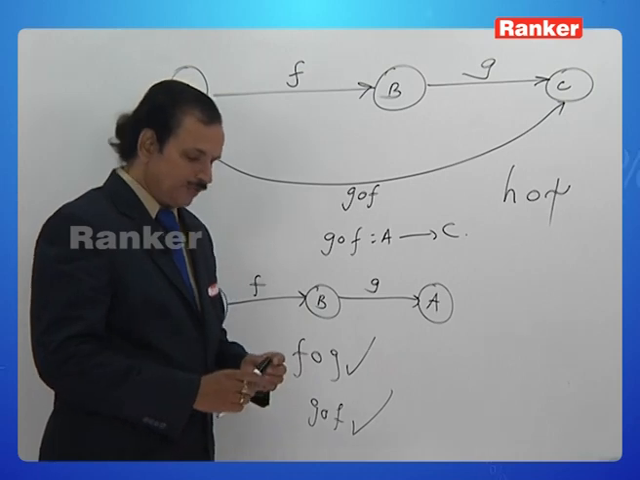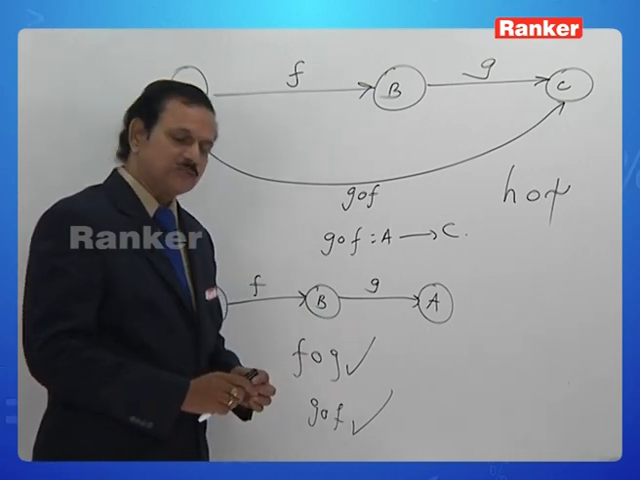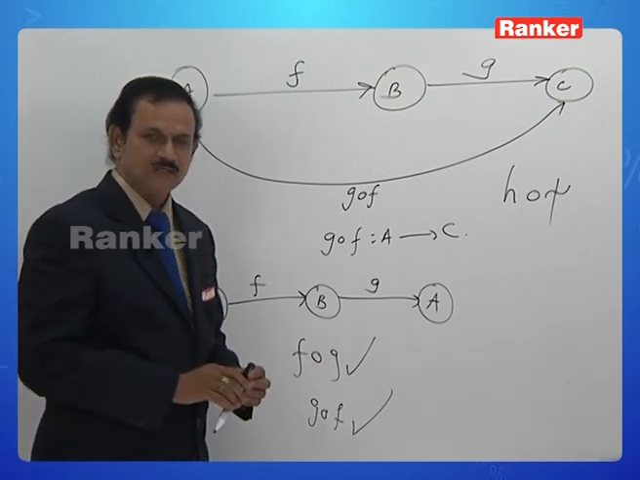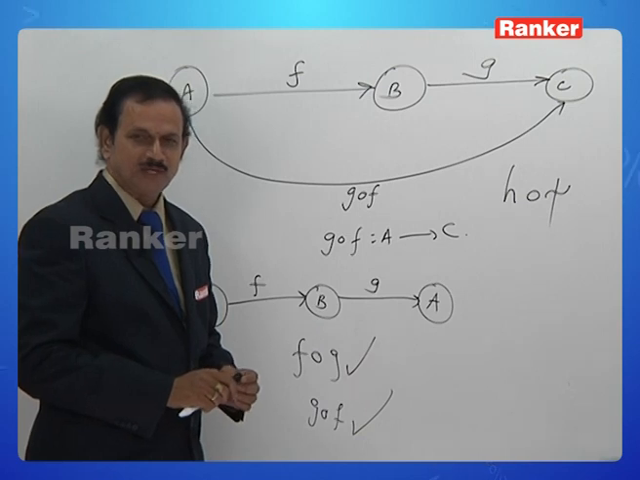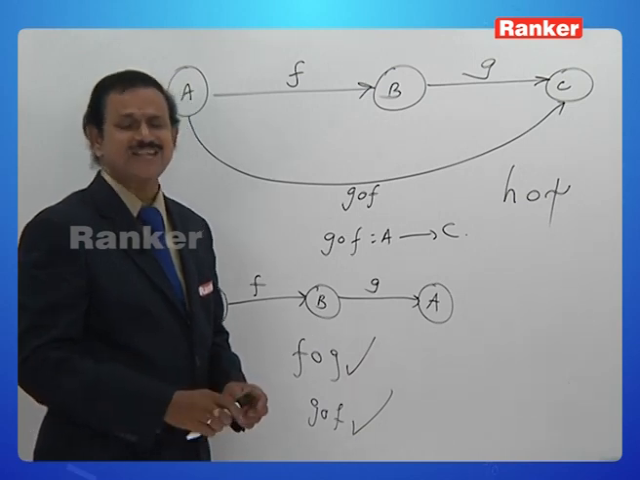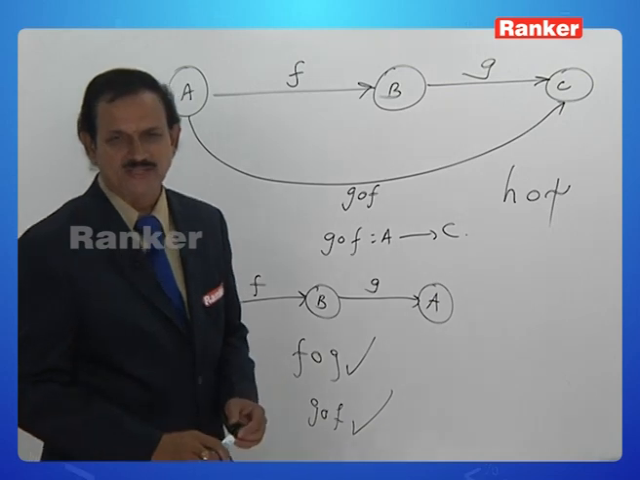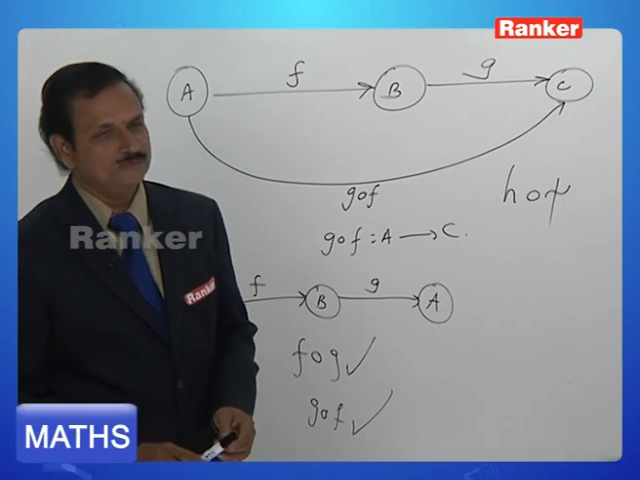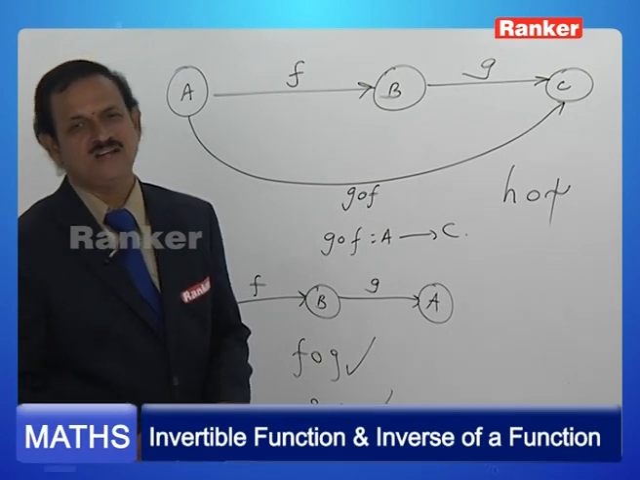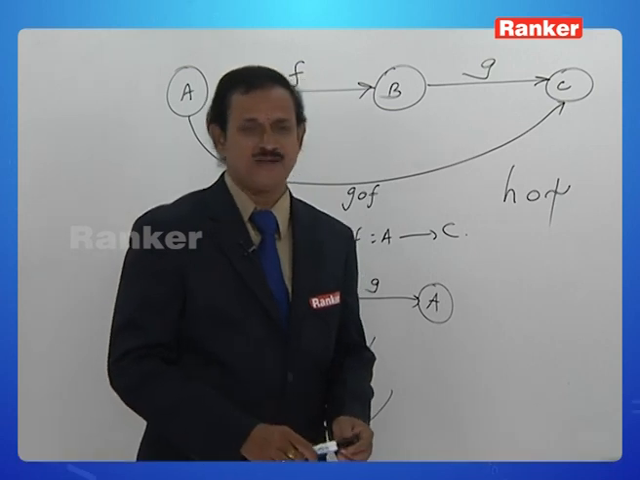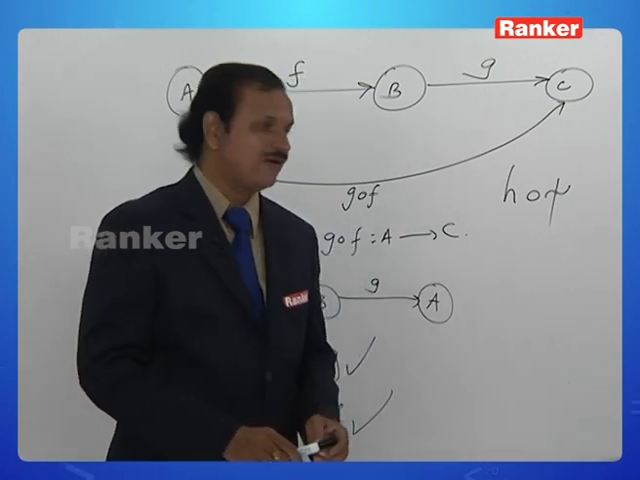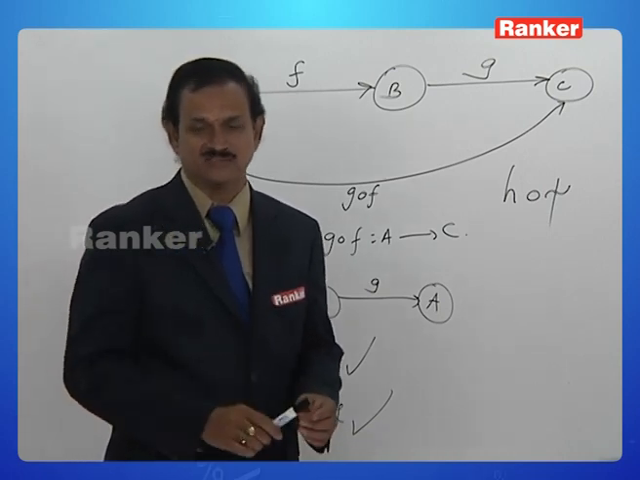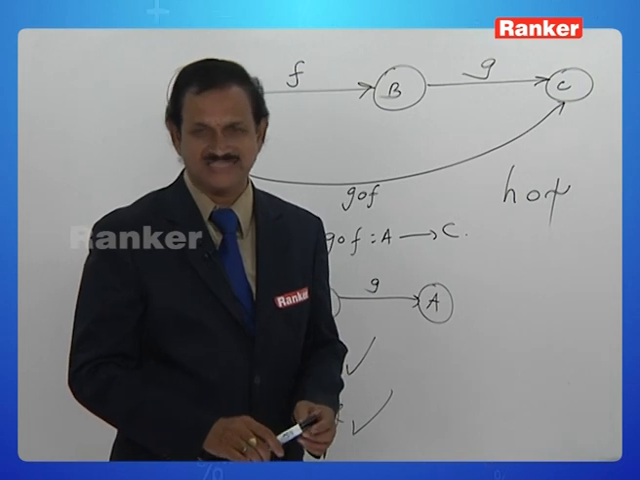Therefore, you need not believe that you are always able to define both f circle g and g circle f. In particular cases only, it is possible to define both of them. In numerical problems, we shall generally come across real functions only, that is f from R to R, g from R to R. In such cases, we naturally observe that both f circle g and g circle f are defined. That is why problems like find g circle f of 1, f circle g of 2 appear in our earlier classes, say 10th standard and so on.